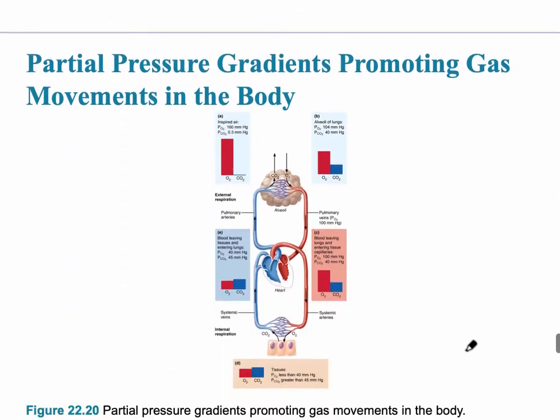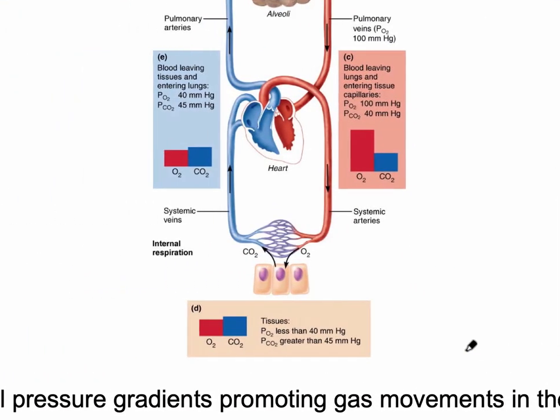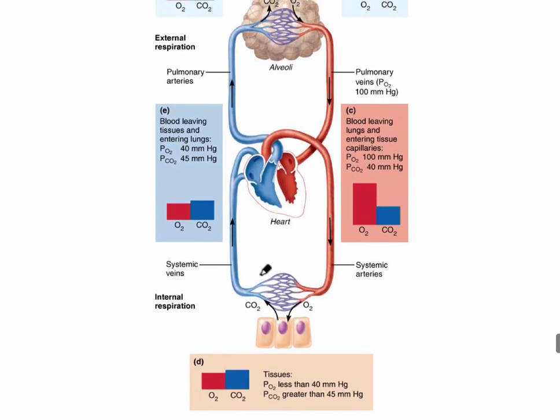So let's look at the graphical representation of this, which you have seen before. So now at the internal respiration level, the partial pressure you can see in the systemic arteries is 100. What happens at the systemic capillaries now is there's oxygen that diffuses into the tissue cells, and carbon dioxide goes in the opposite direction.